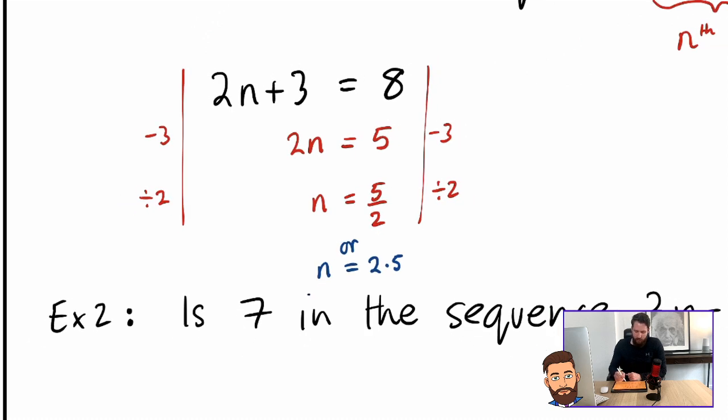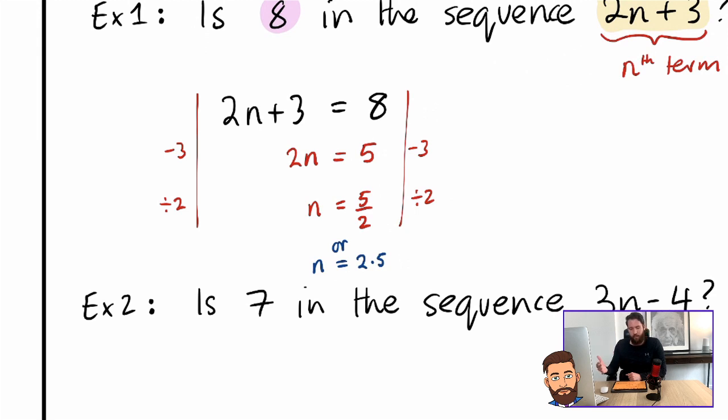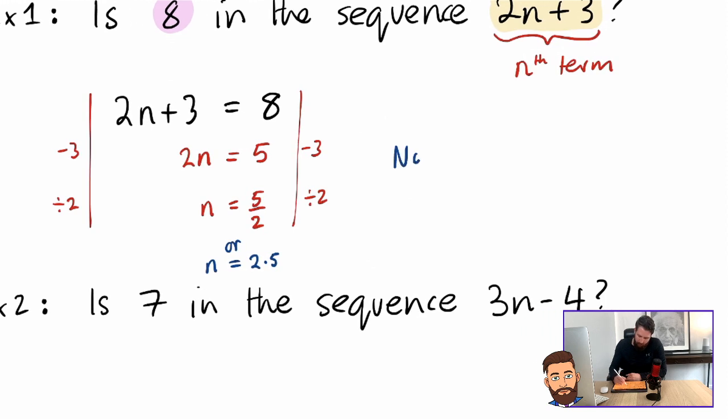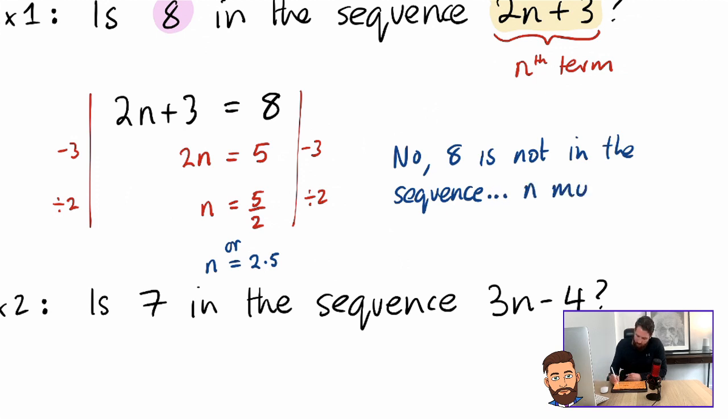Well, I've got a value for n now, and you should ask yourself, is n a whole number? No. 5 over 2, 2.5 is not whole. So we can simply say, no, 8 is not in the sequence. And what's my reason for that? Well, my reason is n must be a whole number. Because n is not a whole number, you know, first term, second term, third term, fourth term, n is 1, n is 2, n is 3, n is 4. I wouldn't say the 2.5 term. So it's not in the sequence.